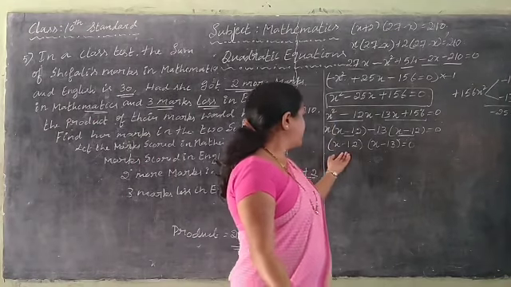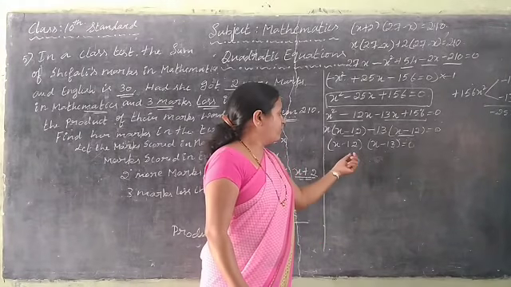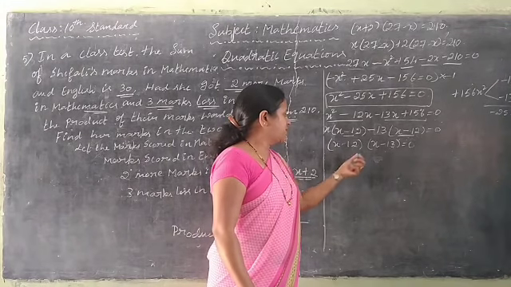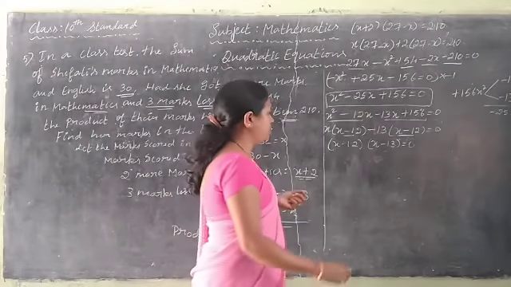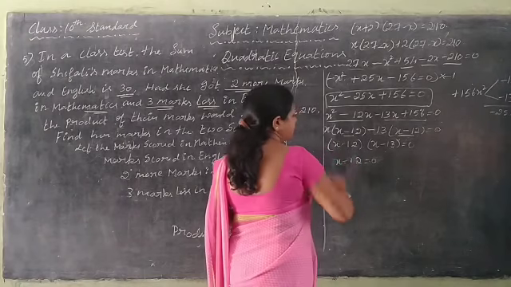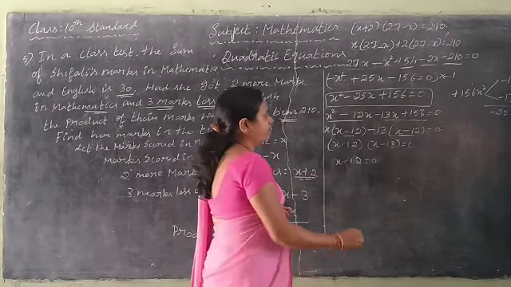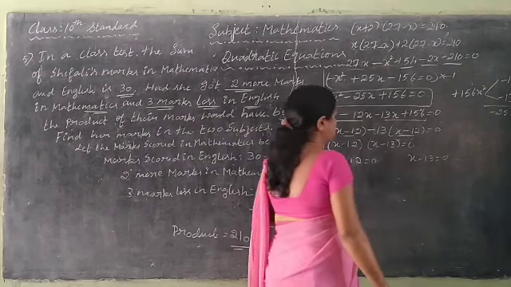We have x minus 12 and x minus 13 equal to 0. Now what we have to do is equate x minus 12 to 0 and also x minus 13 to 0. x minus 12 is equal to 0. In the same way, x minus 13 is equal to 0.